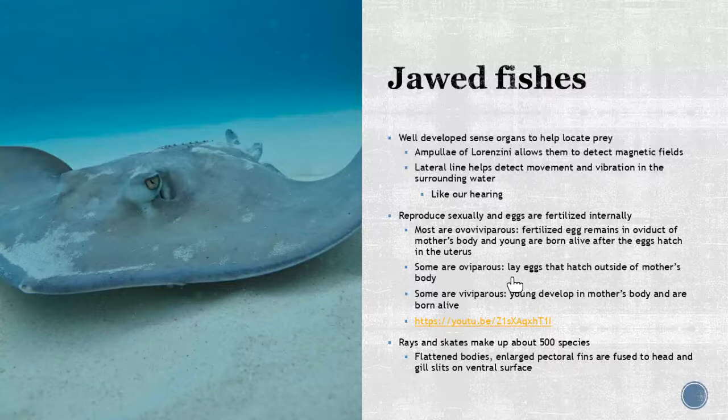Some are oviparous, which lay eggs that hatch outside the mother's body, and some are going to be viviparous, where the young develop in the mother's body and are born alive. Now, this is a video that talks about that in a little bit more detail.